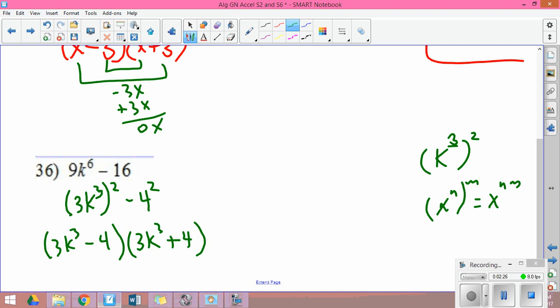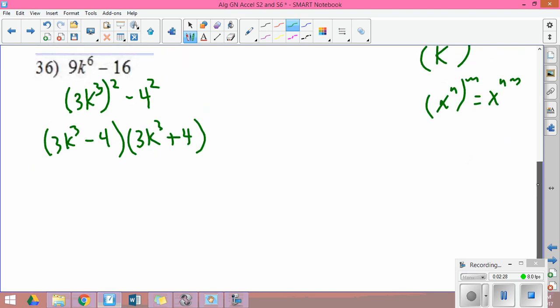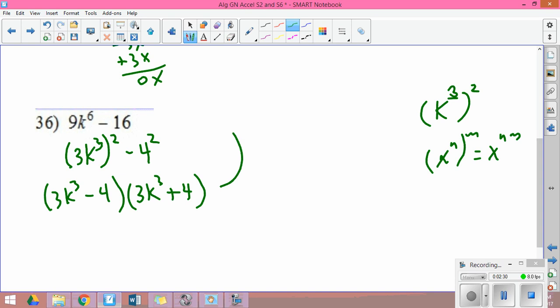So FOIL it and you'll end back, if you ever want to check, if you FOIL, you'll end back to the original. Because foiling and factoring are opposite operations. So 3k cubed times 3k cubed is 9k squared, because remember, x times x to a power times x to a power, we add the exponents. Power to a power, we multiply. And our middle term drops out.